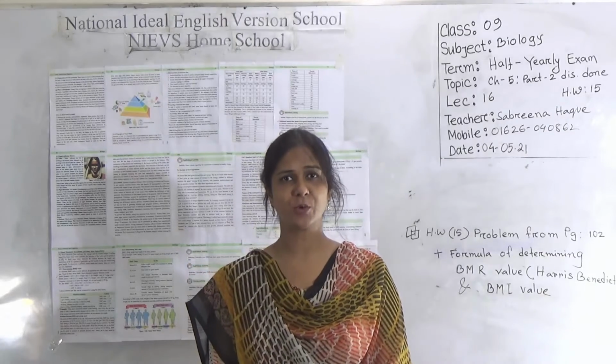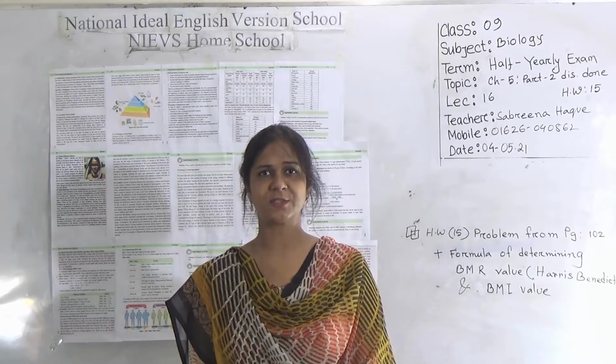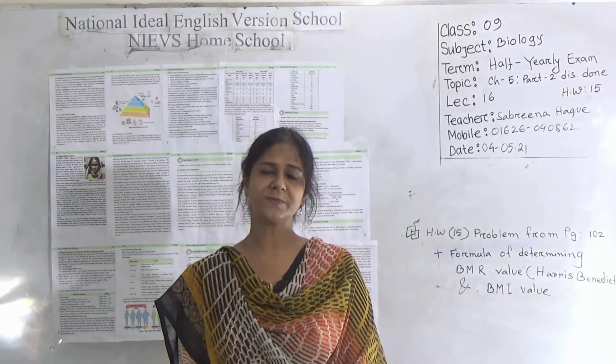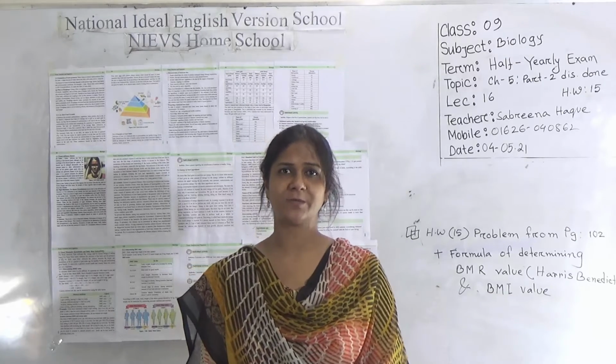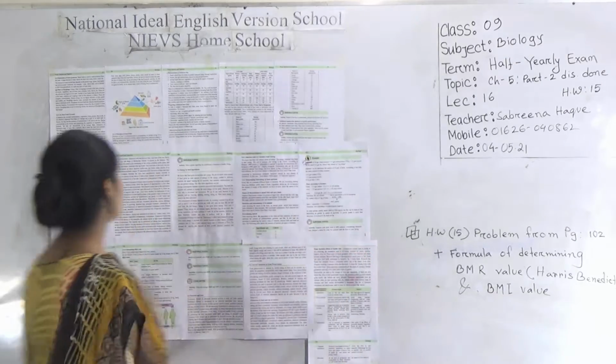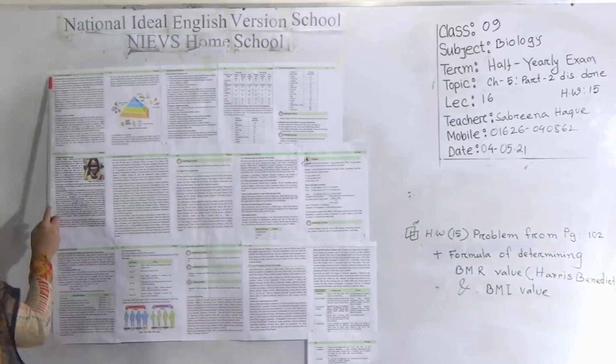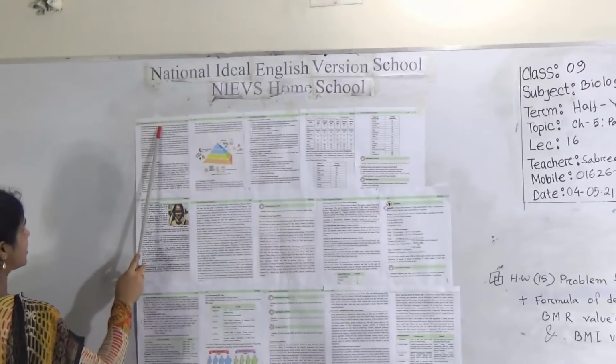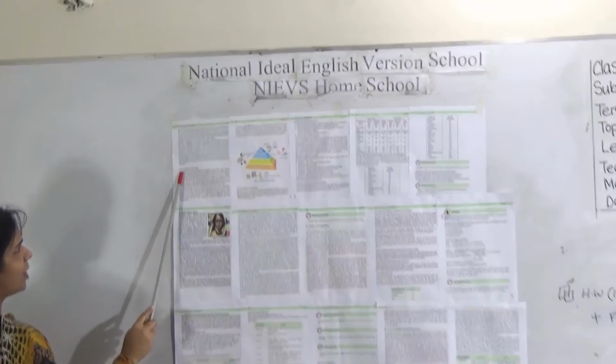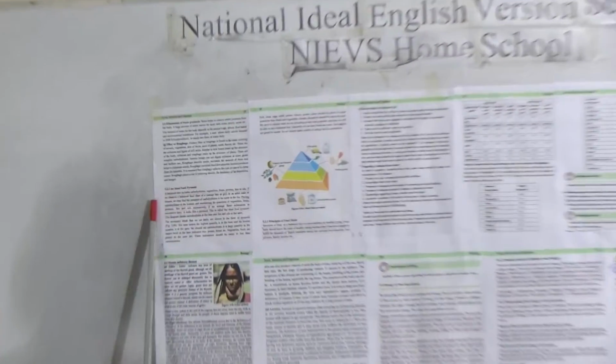Dear students, today I am going to take a biology class for class 9 students on the second part of chapter 5. So let us move forward to today's topic. The name of the chapter is Food and Nutrition and Digestion, and we will start from the ideal pyramid.